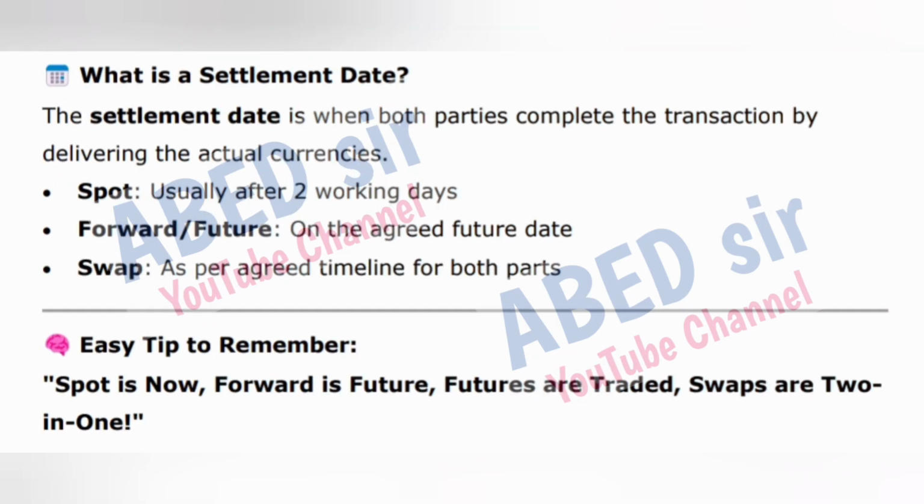What is a settlement date? The settlement date is when both parties complete the transaction by delivering the actual currencies. Spot, usually after 2 working days. Forward and futures, on the agreed future date. Swap, as per agreed timeline for both parts. Easy tip to remember. Spot is now, forward is future, futures are traded, swaps are 2-in-1.